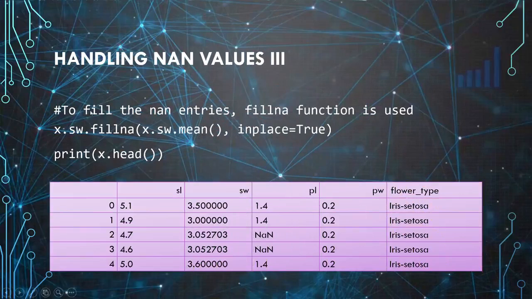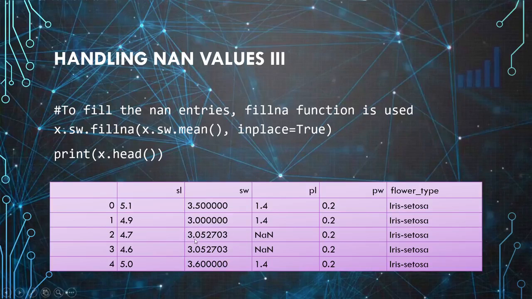So handling the NaN values, again, to fill the NaN entries we use the fillna function, x.sw.fillna with x.sw.mean, inplace equals True. If we write this, we can see that there were 2 null values in the sepal width. In the sepal width column there were 2 null values. All those null values are replaced by the mean.